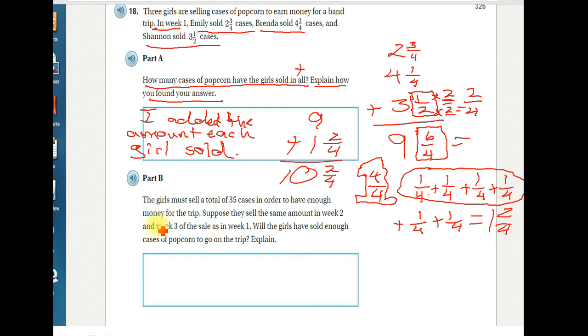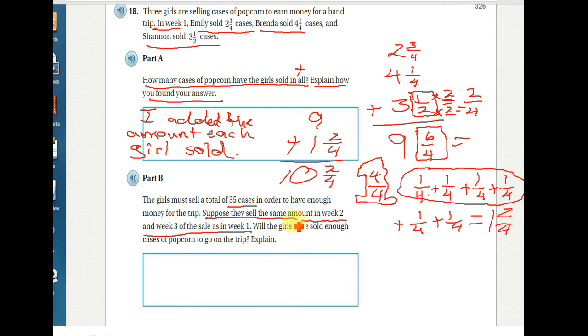So part B, the girls must sell a total of 35 cases. Remember, they sold 2 fourths, just like we learned up here when we did the math earlier. 2 fourths is the same thing as 1/2. So 10.5 cases. They need to sell 35 cases to have enough money for their trip. So suppose they sell the same amount in week 2 and in week 3 as they did in week 1. Remember, this is showing how much they sold in week 1. That's what we did in the first part. Will the girls have sold enough cases of popcorn to go on the trip?